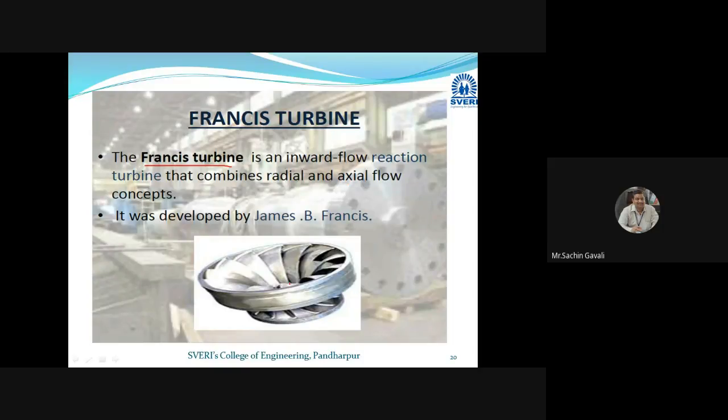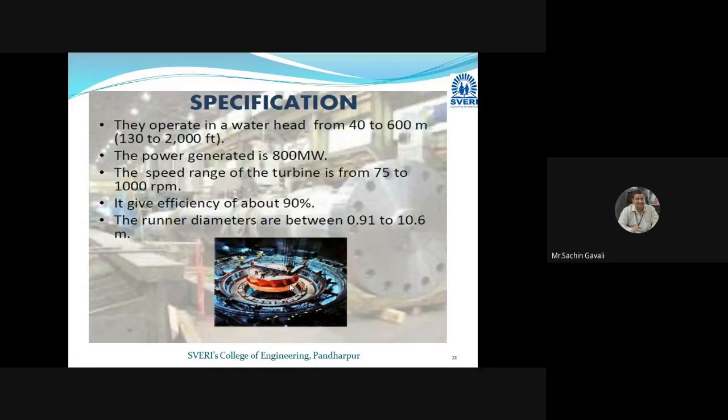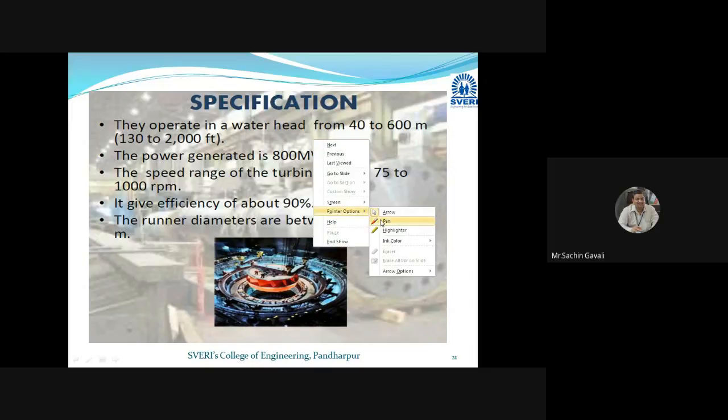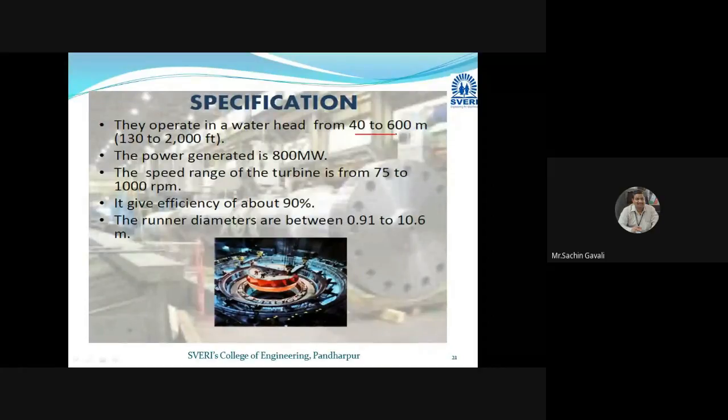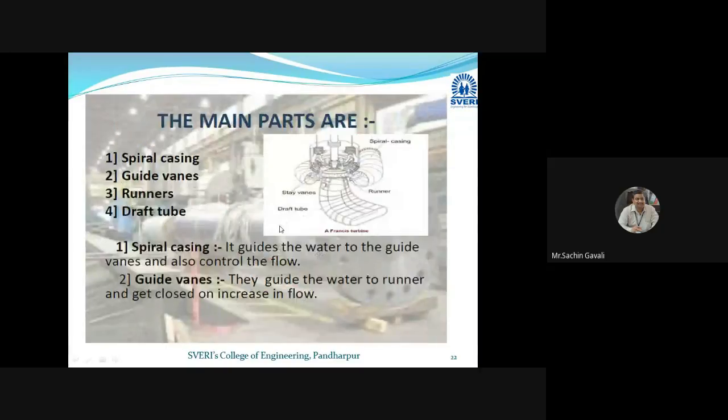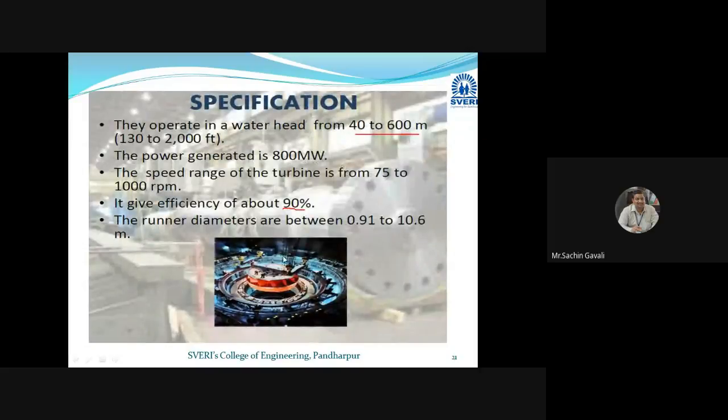So what is developed by JB Francis? Efficiency is 90%. The efficiency of reaction turbines is greater than that of impulse turbines. There is a 40 to 600 meter head, so it is called a medium head turbine. The speed range is 75 to 1000. Efficiency 90%. The Kaplan turbine also has efficiency up to 90%. Runner diameters are 1 meter to 10 meters we can say. This is one of the runners of a Francis turbine.